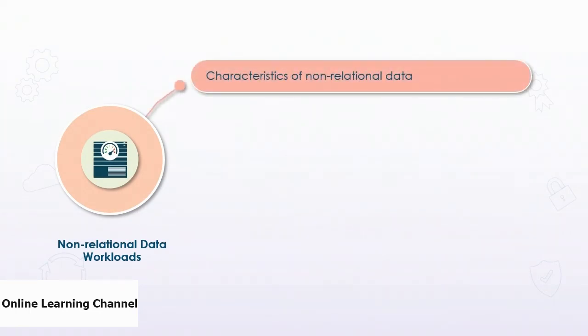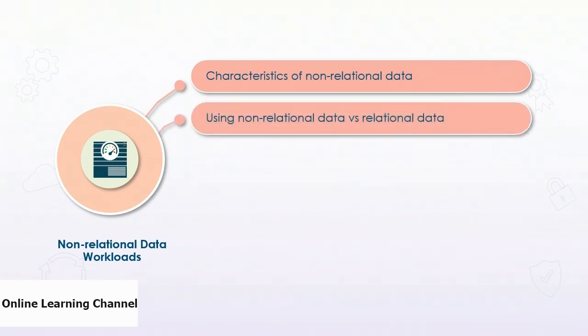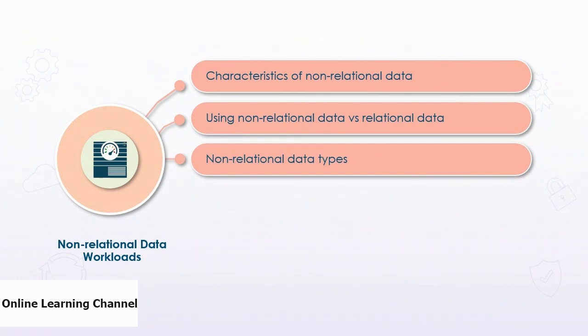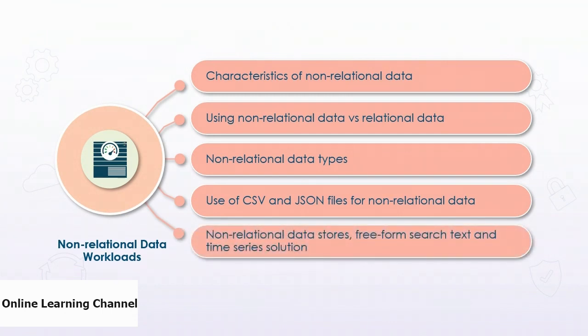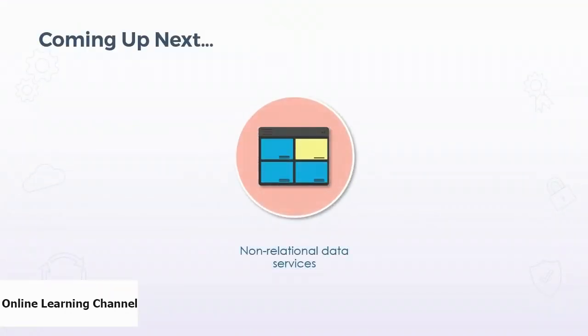So in this course, we've examined non-relational data workloads. We did this by exploring characteristics of non-relational data, using non-relational data versus relational data, non-relational data types, use of CSV and JSON files for non-relational data, and non-relational data stores, freeform search text, and time series solutions. In our next course, we'll move on to explore non-relational data services.